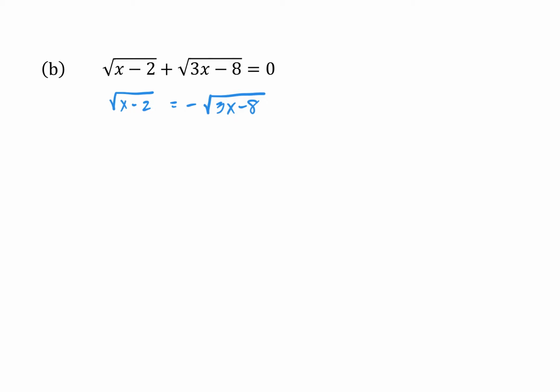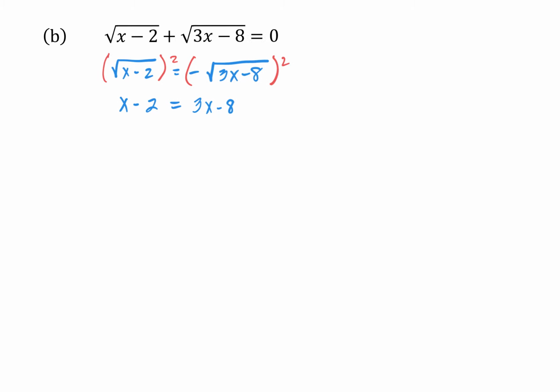When I square both sides, on the left-hand side, the square root and the square will cancel, and I simply have x minus 2. On the left, x minus 2. On the right-hand side, since I'm squaring it, that negative in front of the square root will turn positive. So in this case, this will just be 3x minus 8. I've gotten rid of my square roots. I can go ahead and solve for x.